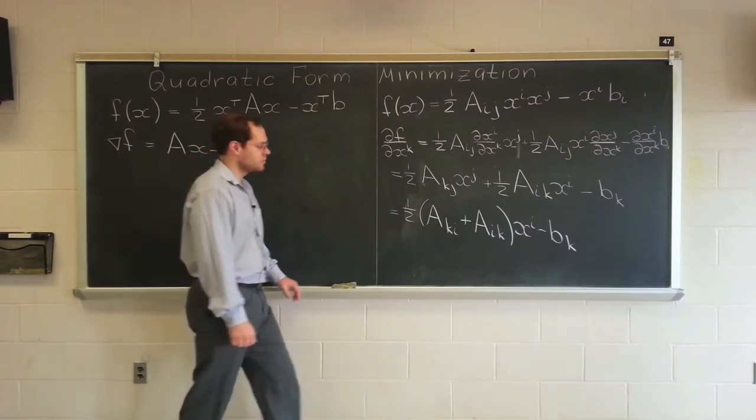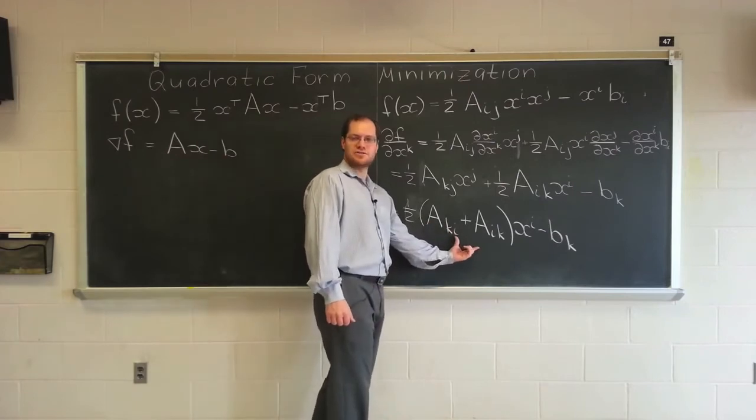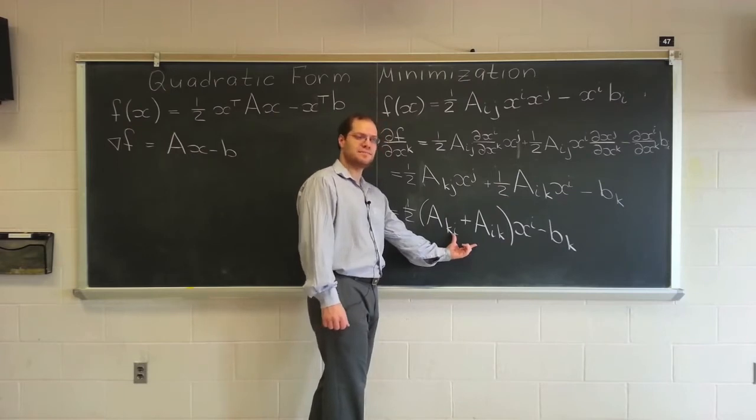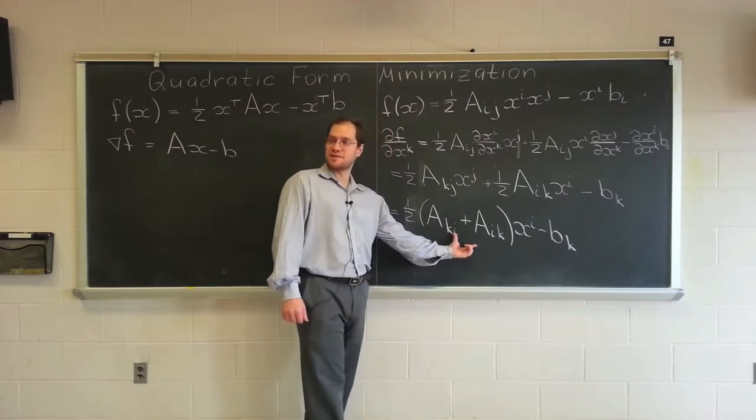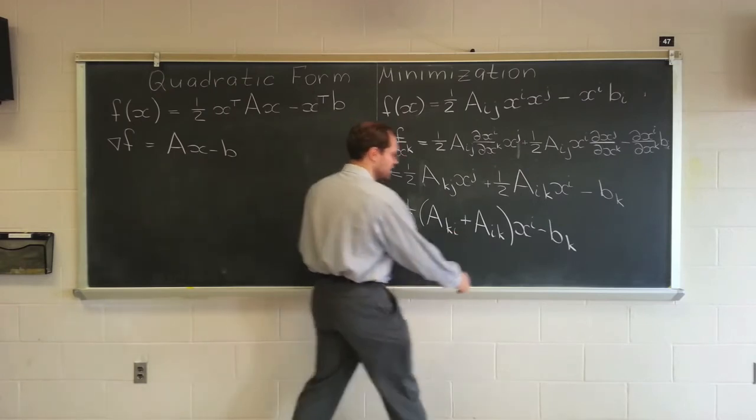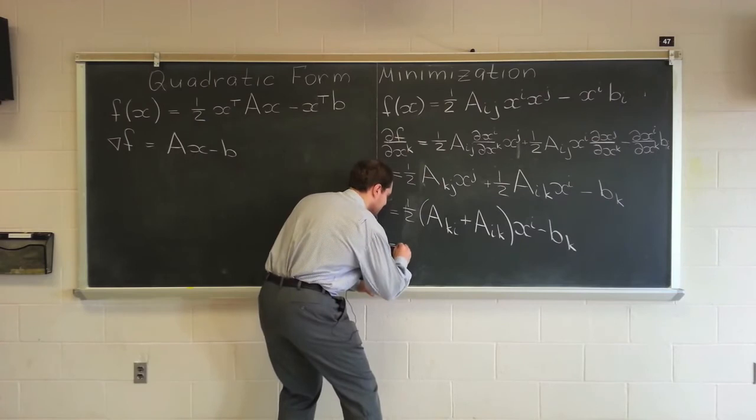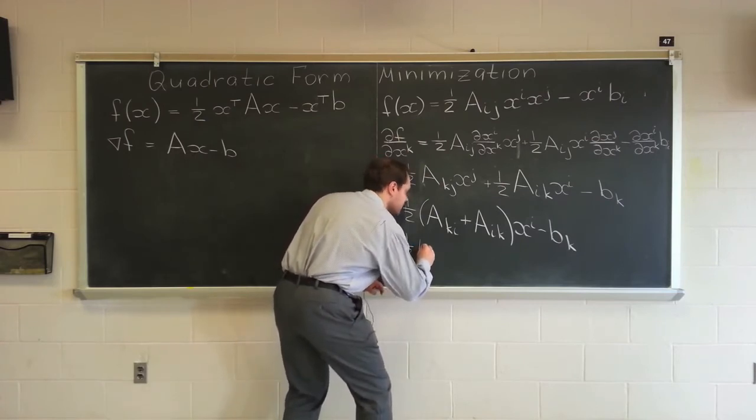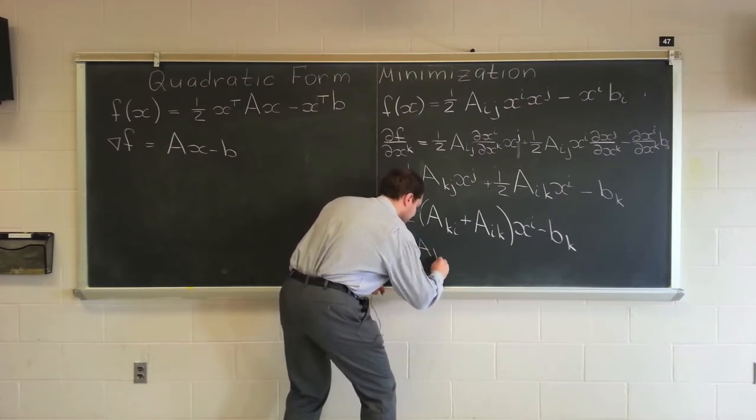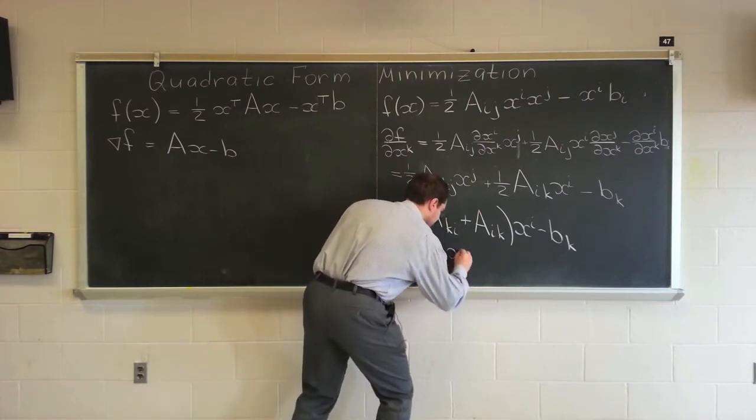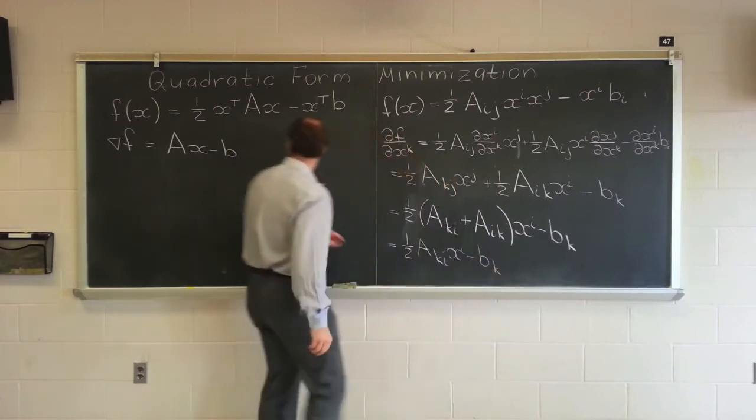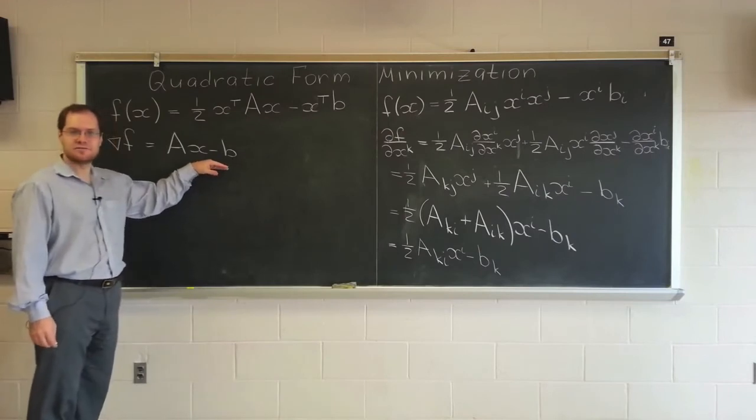Now, if A is symmetric, then these two terms are the same. Then a i k equals a k i. So I will just write it in the next line. If A is symmetric, then it's 1/2 a k i x i minus b k. And here you have it. It's the answer that you know.